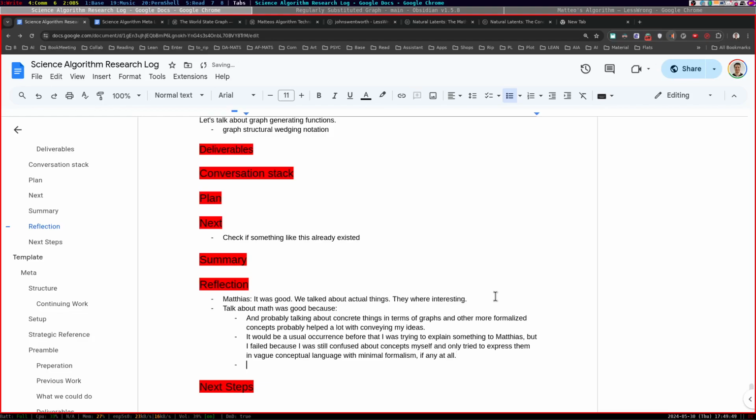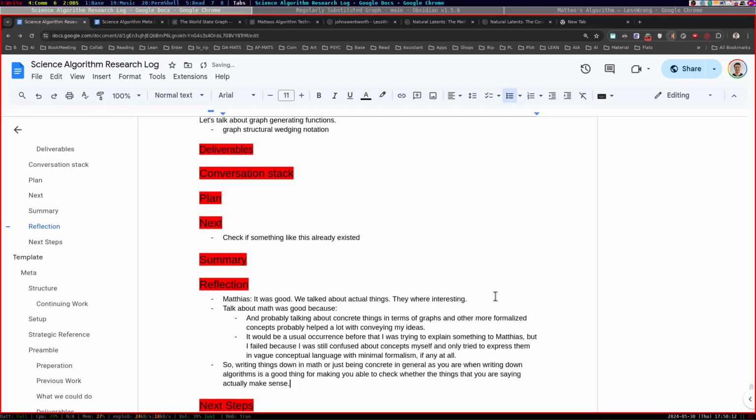But I'm not sure. I agree, writing things down in math or just being concrete in general, as you are when writing down algorithms, is a good thing for making you able to check whether the things you are saying actually make sense. But I think it's the same mechanism that makes it easier to understand things. I'm not sure that this specific thing was relevant for this conversation. Well, I guess yes. I tried to actually run the algorithm on the whiteboard instead of vaguely arguing about why this would work, which is a good thing to do, I guess.